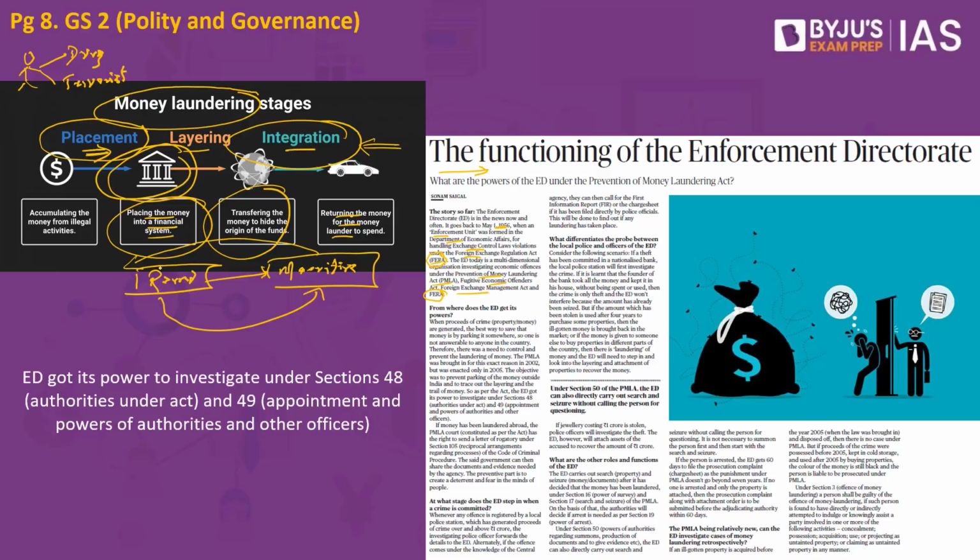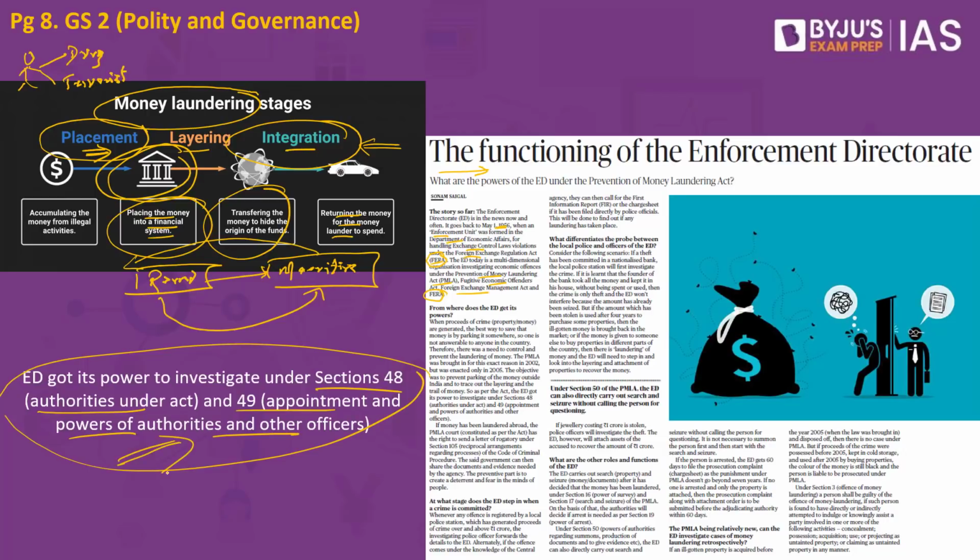So we required one of the authorities to look into the money laundering issue. We required one of the authorities to ensure that money laundering can be prevented, and as a result what we have is one of the laws called the PMLA, or the Prevention of Money Laundering Act. Under the PMLA we have section 48, which speaks about the authorities under the act, and section 49, which is appointment and powers of authorities and other officers. So the Enforcement Directorate has taken its power under these two sections of the Prevention of Money Laundering Act.